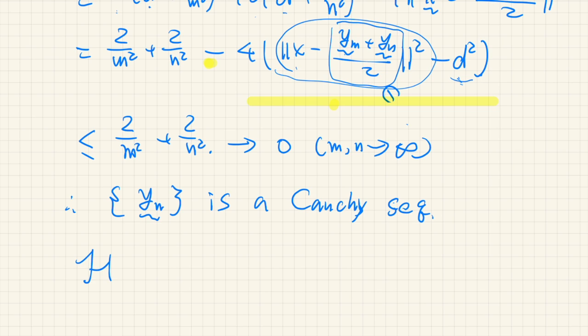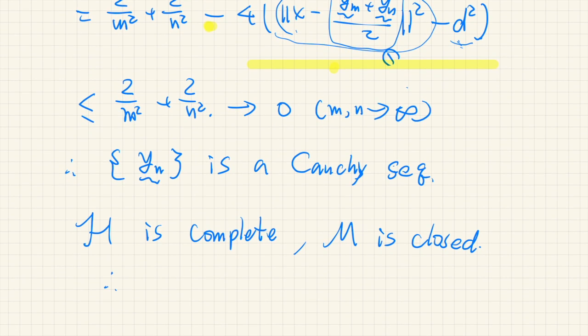But H is complete because it's a Hilbert space. And M is closed. Therefore, because of the completeness, the sequence has a limit, the limit of yn as n goes to infinity, and the limit belongs to M. So we have proved the existence of an element y in M that minimizes the distance between M and X. Next, we need to show the uniqueness.